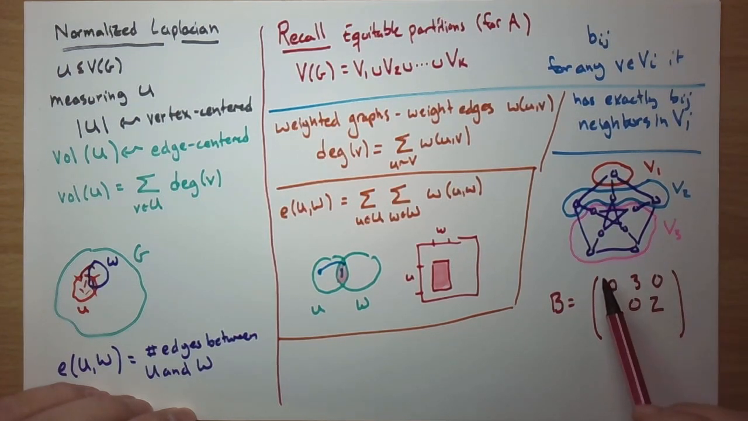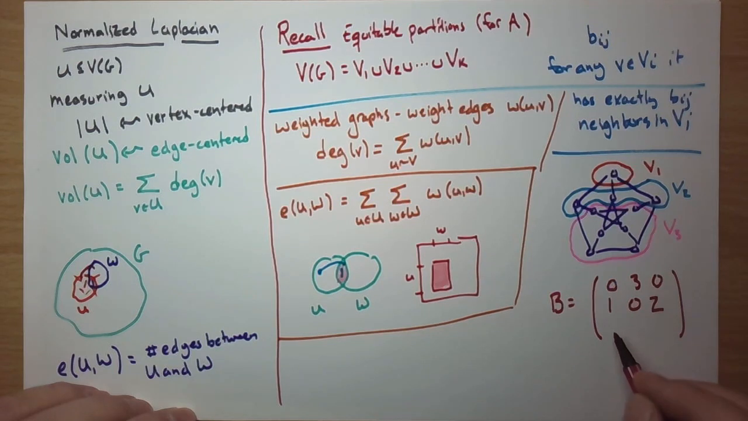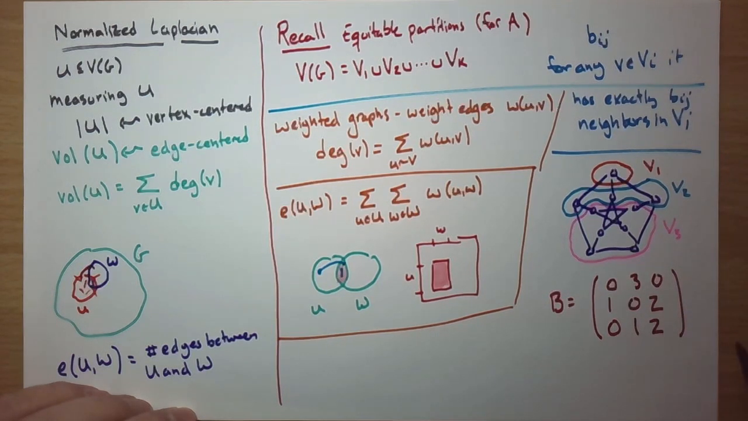All right. Now come down to V3. Pick a vertex in V3. How many neighbors in V1? 0. And pick a vertex in V3. How many neighbors in V2? 1. And pick a vertex in V3. How many neighbors in V3? 2.